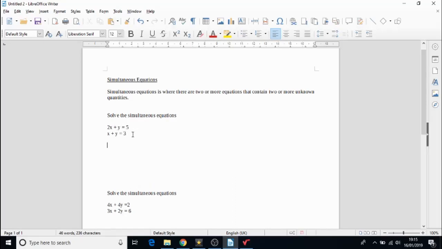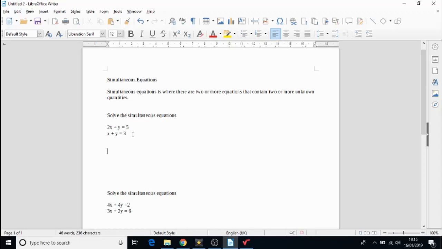So when solving simultaneous equations, because you're working with two unknown quantities, unlike linear equations where you're only trying to work with one unknown quantity and solve that. In simultaneous equations, you're trying to work out two unknown quantities. In order to do that, you have to eliminate one of the unknown quantities from the equation. That way you can work out the value of the other unknown quantity. And then once you have the value for that one unknown quantity, you can use that same value to work out the other unknown quantity.